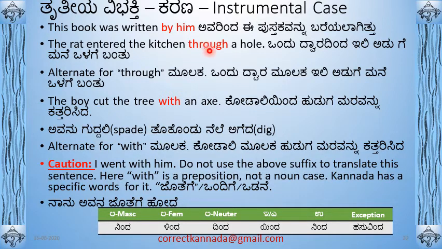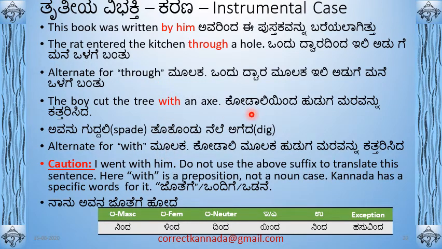Or if something went through a particular object, you have to use the Tritiya Vibhakti. When you do something with an object, with something, then on that object you use the Tritiya Vibhakti. Like Kodali: you are using the Kodali to cut the tree, so with an axe. Now the important thing: for with, you can also use Mulaka, an alternate for with, just like through.